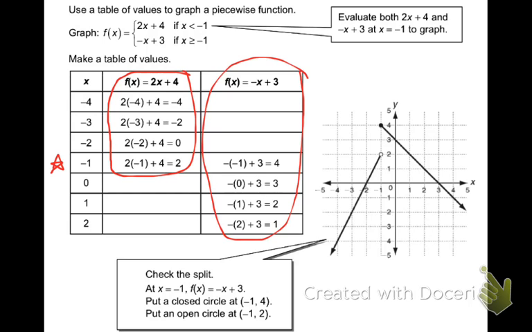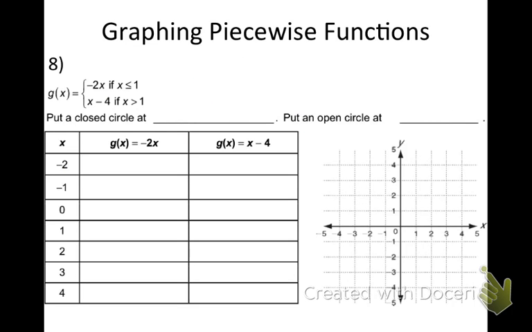Okay, so let's try number 8. I have g of x equals negative 2x if x is less than or equal to 1, and g of x equals x minus 4 if x is greater than 1. What value do I want to start at first for both of them? I want to start at 1. Again, why am I starting at 1? Because that's where those intervals are broken up.